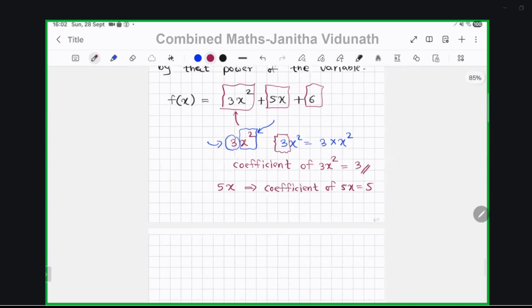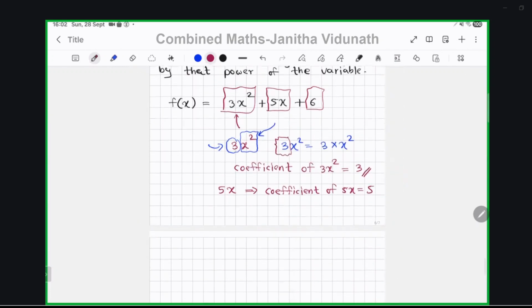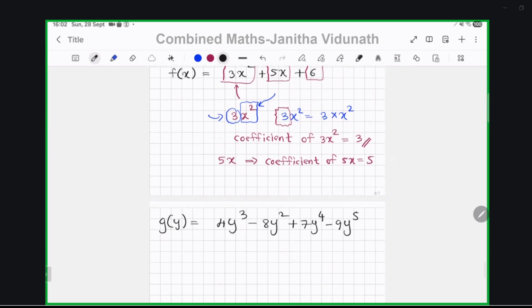Okay, let me give another example. Think we have g(y) equal to 4y cube minus 8y square plus 7y to the power 4 minus 9y to the power 5. Let's think we have this kind of polynomial.